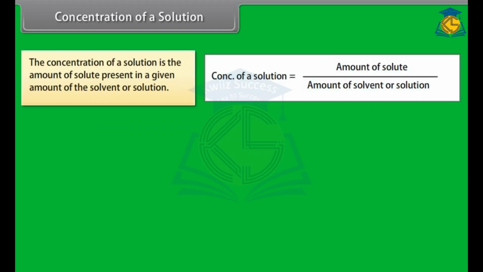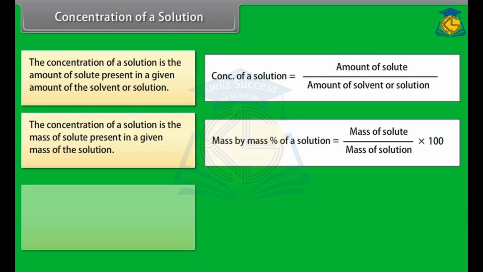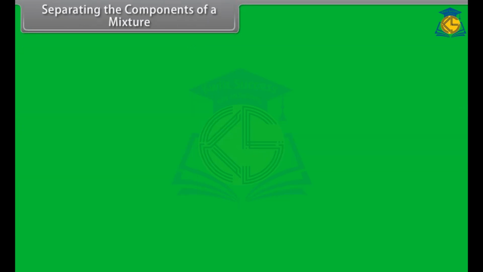Concentration of a solution. The concentration of a solution is the amount of solute present in a given amount of the solvent or solution. The concentration of a solution is the mass of solute present in a given mass of the solution. The concentration of a solution can be expressed as the mass of solute present in a given volume of the solution.